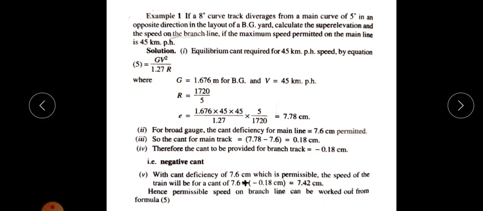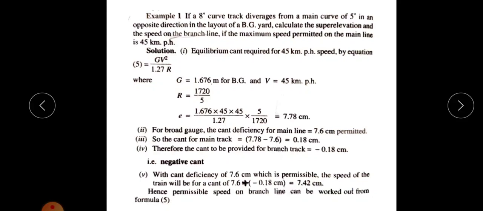Okay, so here the curvature of the branch line and main line is given. The curve track that diverges from the main curve is 5 degree, and the branch track's degree of curvature is 8 degree. And here the speed permitted on the main line is given. So we have to calculate the super elevation and speed of the branch line. So that is the question.